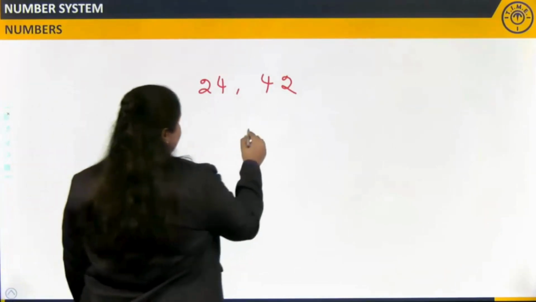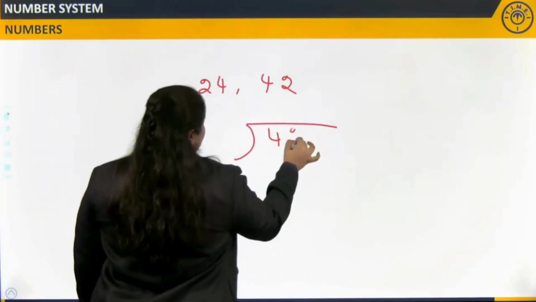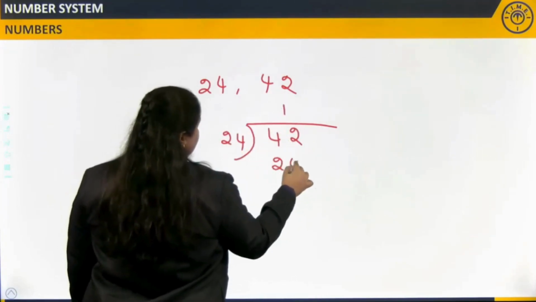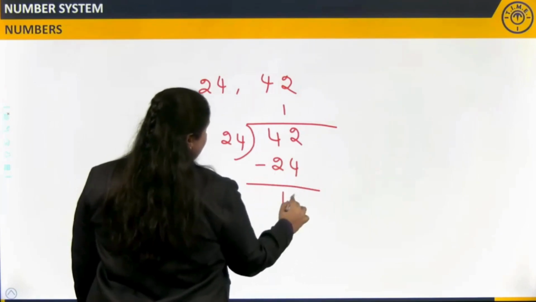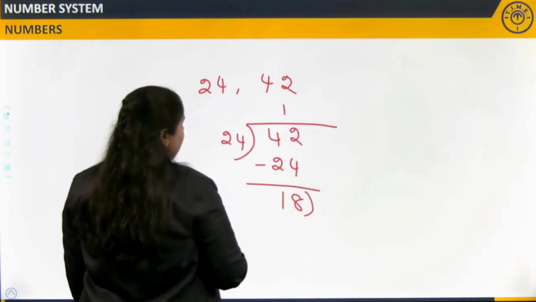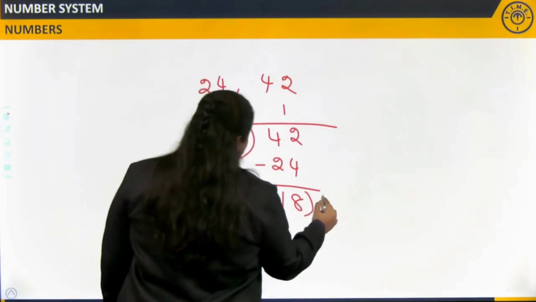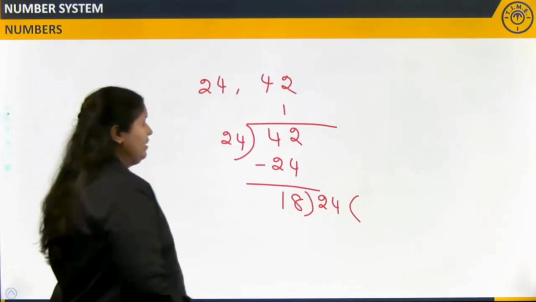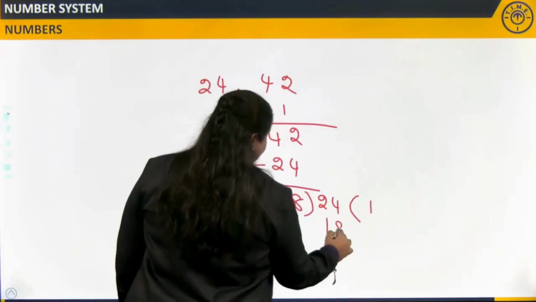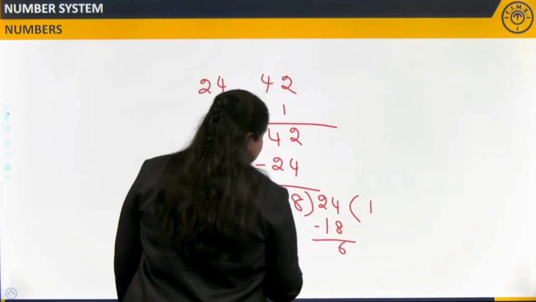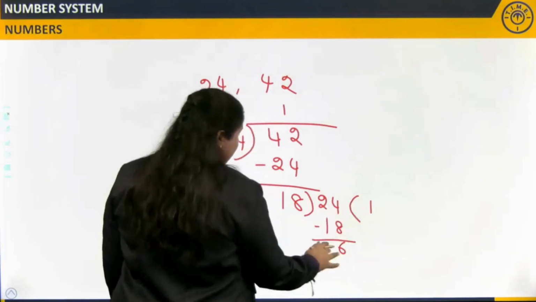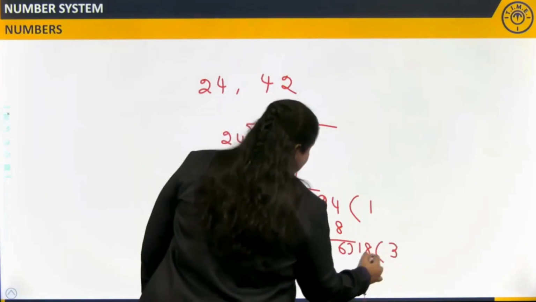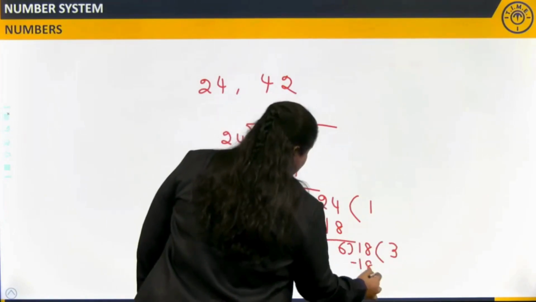Here, let us divide 42 by 24. How many 24's are there in 42? Only 1. So, what is the remainder now? 18. So, the remainder becomes a new divisor and the old divisor becomes the new dividend. Again, divide 24 by 18. How many 18's are there? Only 1. So, what is the remainder? 6. Now, the new remainder becomes a new divisor, and the old divisor becomes the new dividend. How many 6's are there in 18? 3. So, 3 sixes are 18.